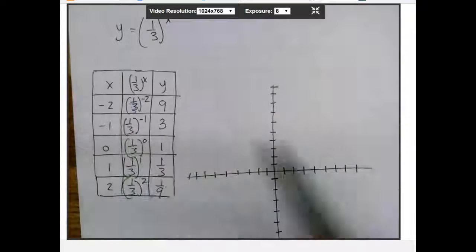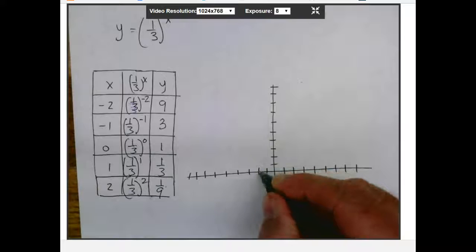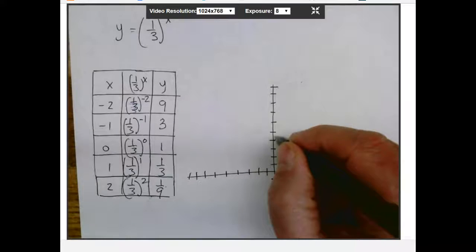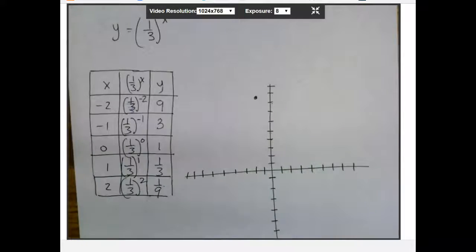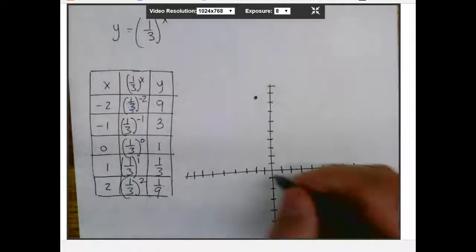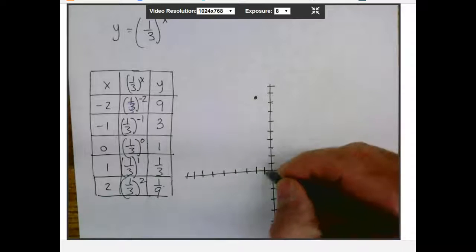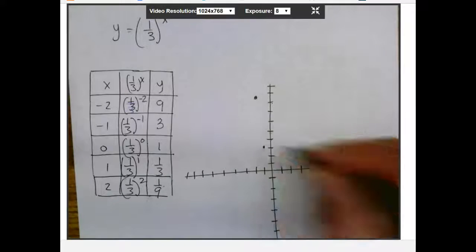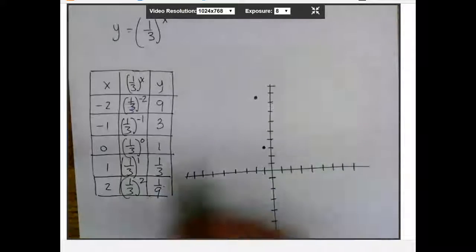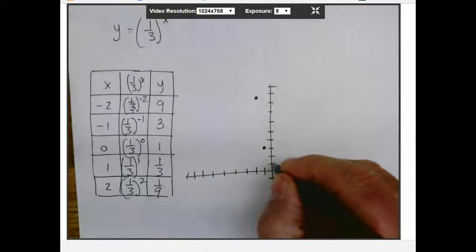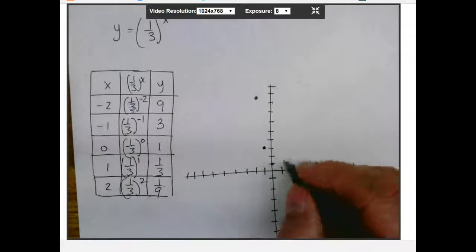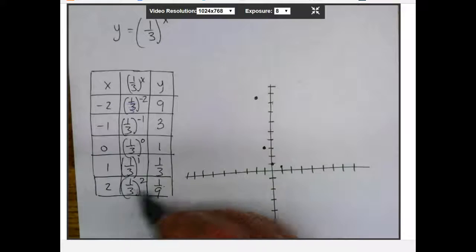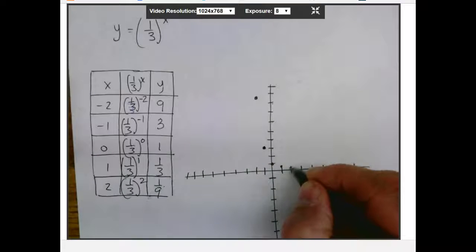So we have -2 for x right here, and then we have 9. 1, 2, 3, 4, 5, 6, 7, 8, 9, somewhere about there. And then we have -1 and 3, -1 and 3 is right there. Make it a little bigger. And then we have 0, 1 right there. And then we have 1 and 1/3, so we have 1, probably about there. And then we have 2 and 1/9, probably about there.